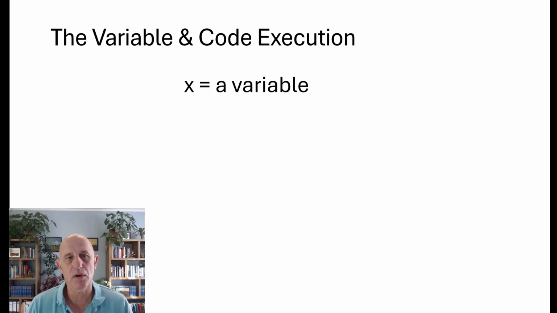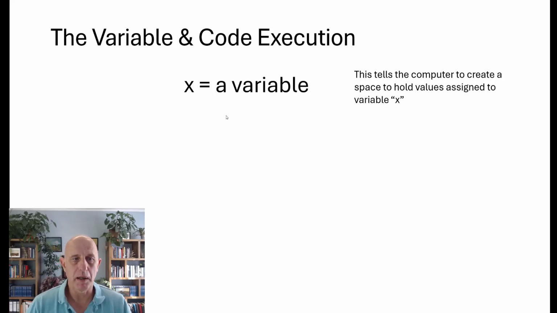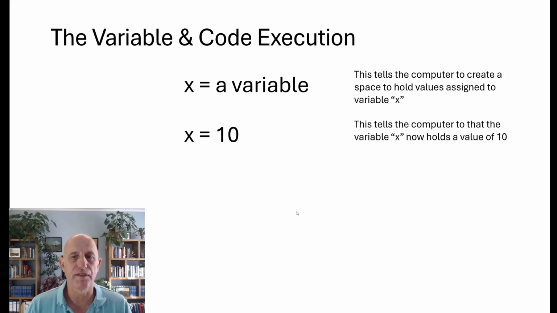First of all, we have the concept that we have to declare the variable. We have to tell the computer that this x is a variable. And so by making that declaration, we tell the computer to create a space, a little box in memory that will hold values assigned to the variable x. And next we assign a value to that variable. This tells the computer that the variable called x now holds a value of 10.